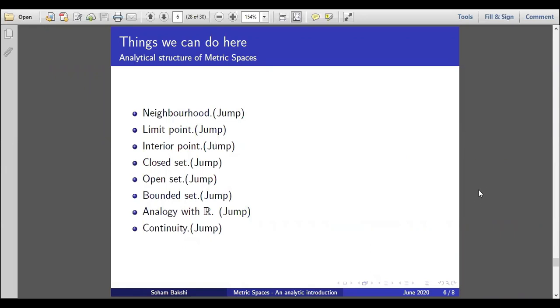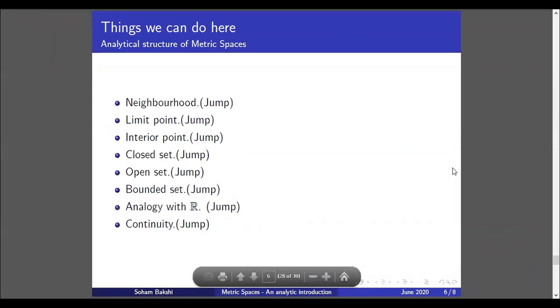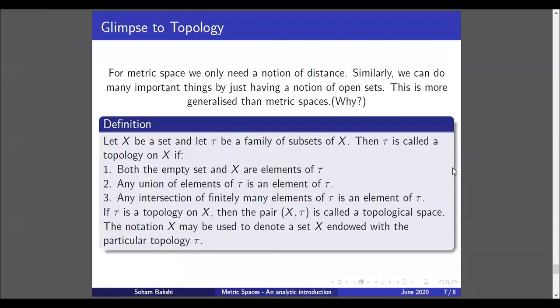Okay, so now we are going to end our lecture in a very interesting way, like I tried to make it interesting. So as promised, we will have a glimpse of topology. For a metric space we only need a notion of distance. So first, we tried to do analytical stuff on R, the set of reals, and then we understood that mostly the things we are doing there depend on the notion of distance. So if we know the distance between 2 points in a general set X, then there is no reason why we can't do the same in that set.